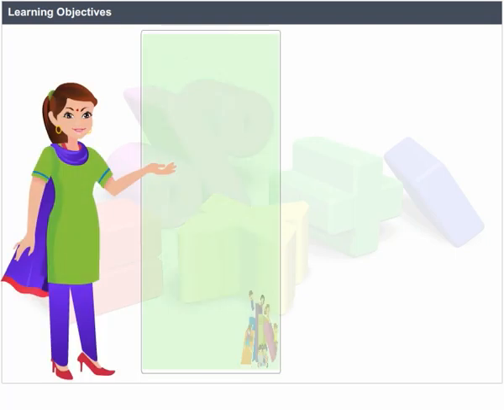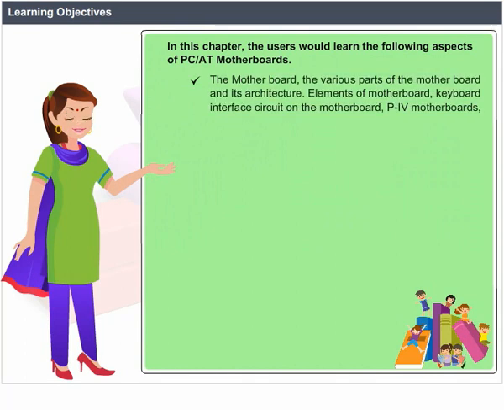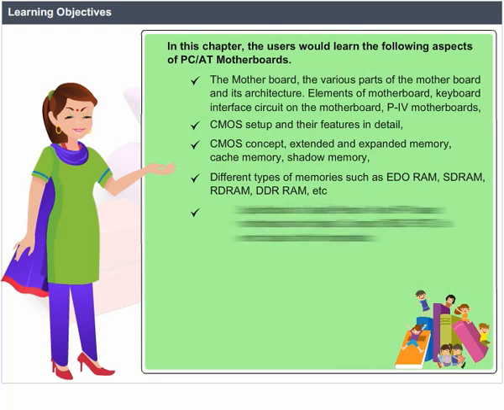Learning objectives. In this chapter, the users would learn the following aspects of PC/AT motherboards: the motherboard, the various parts of the motherboard and its architecture, the elements of the motherboard, keyboard interface circuit on the motherboard, P4 motherboards, CMOS setup and their features in detail, CMOS concept, extended and expanded memory, cache memory, shadow memory, different types of memory such as EDO RAM, SD-RAM, RD-RAM, DDR-RAM, etc.